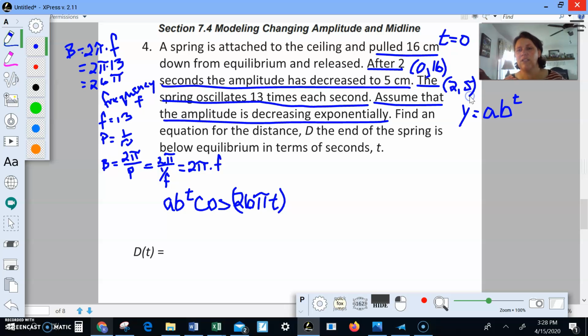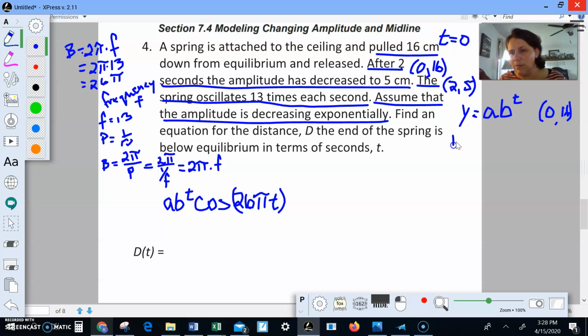So they've given us 2 points. If you can always pull out that information and write the 2 points, then we can plug those points into this equation here and work our equation from there. So first let's work with the point (0, 16). What happens when we plug in (0, 16) to this equation?